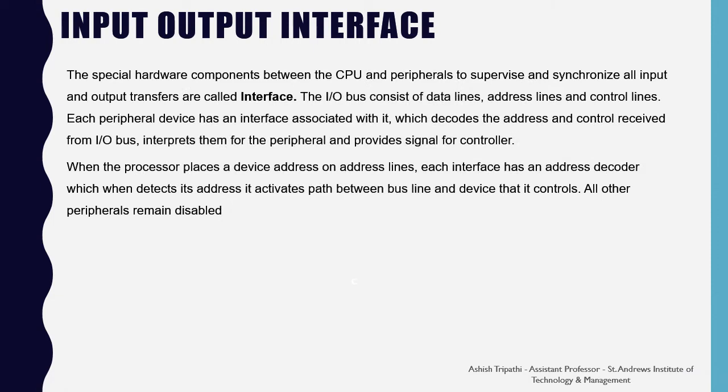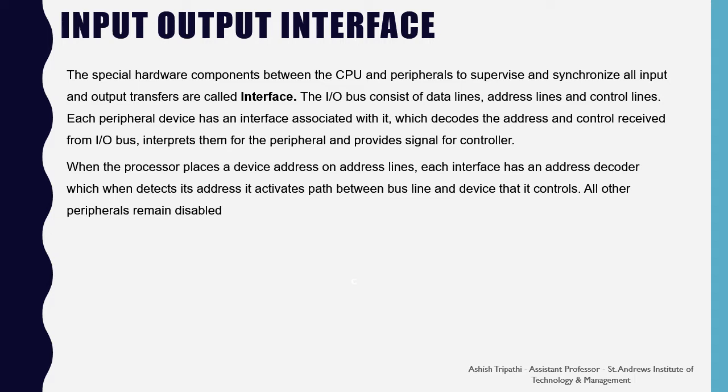Input-output interface: the special hardware component between the CPU and the peripherals to supervise and synchronize all input and output transfers is called the interface. The input-output bus consists of data lines, address lines and control lines. Each peripheral device has an interface associated with it, which decodes the address and control received from the I/O bus, interprets them for the peripheral and provides signals for the controller.